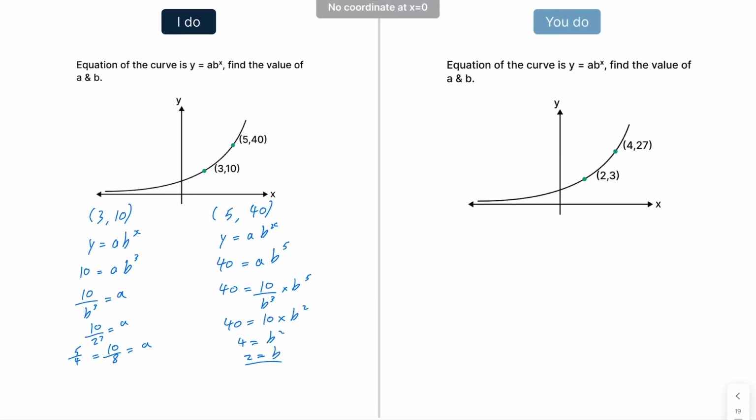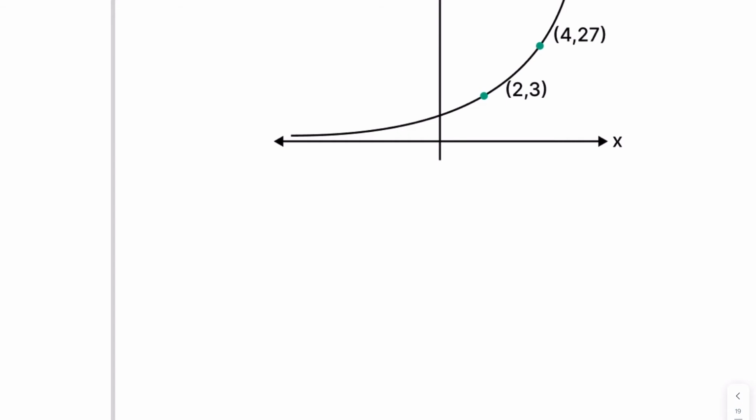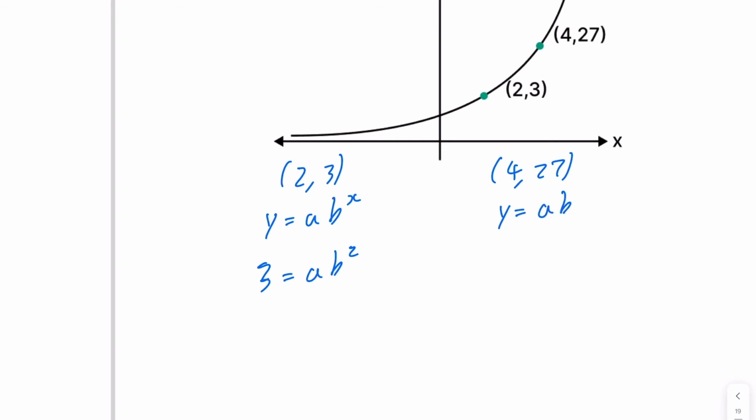So that was that. Again, hopefully you've pressed pause and had a go at this one. Starting with (2, 3), we have y is equal to a b^x, and we have (4, 27) here. If I substitute the values in, 3 is a b squared, and then here we have y is equal to a b^x, because it's another point along the same line. Substitute that in. Now rearrange one of them for a. I'm just going to do this one here because it's got smaller numbers, and now substitute that into this equation.